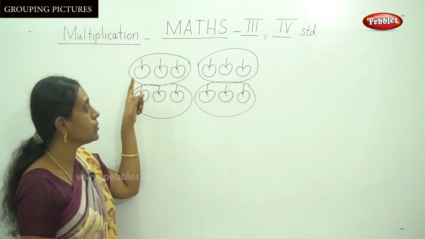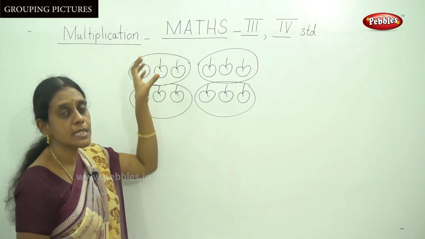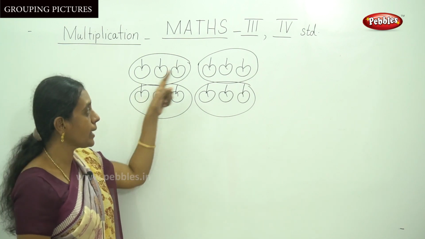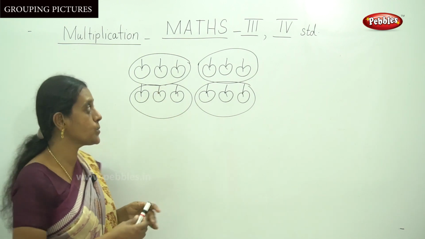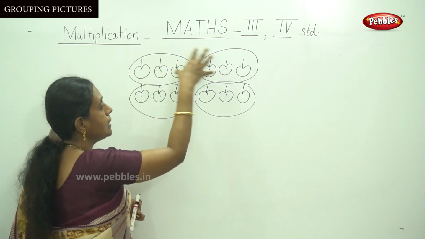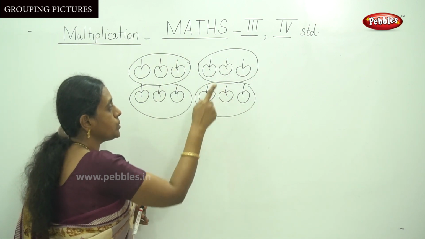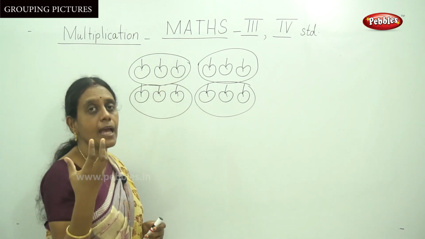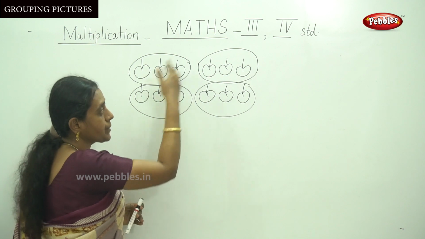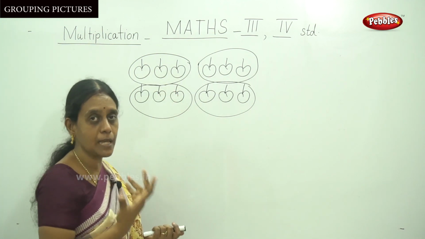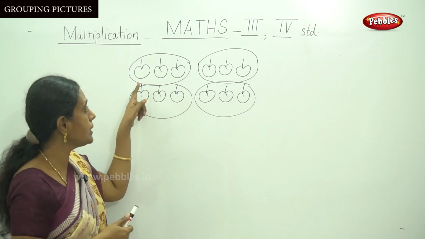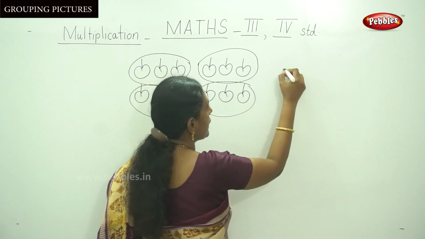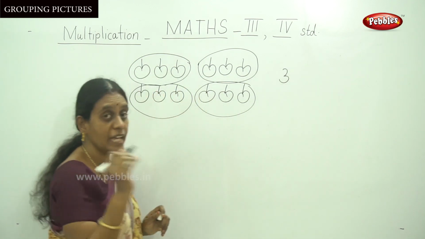First, you should calculate the number of elements in each group. Do you understand now? First you count the numbers in each group. Here there are 4 groups: 1, 2, 3, 4. And inside each group there are 3 elements: 1, 2, 3. All the groups have the same number of elements. So count the elements in each group. There are 3 apples in each group.